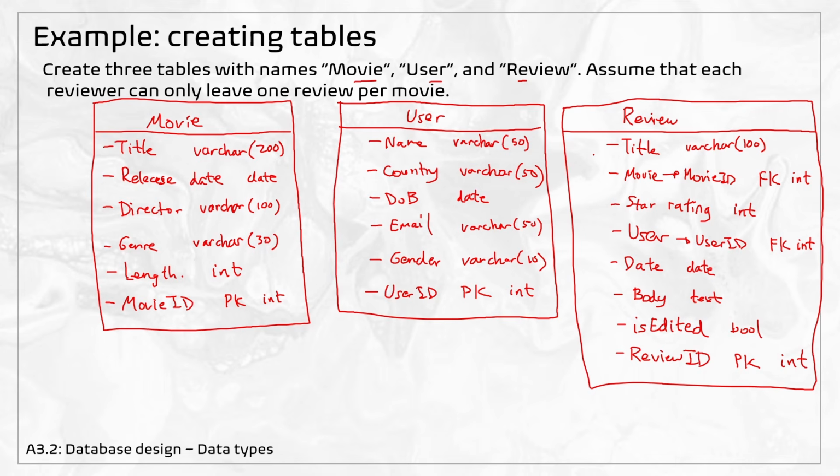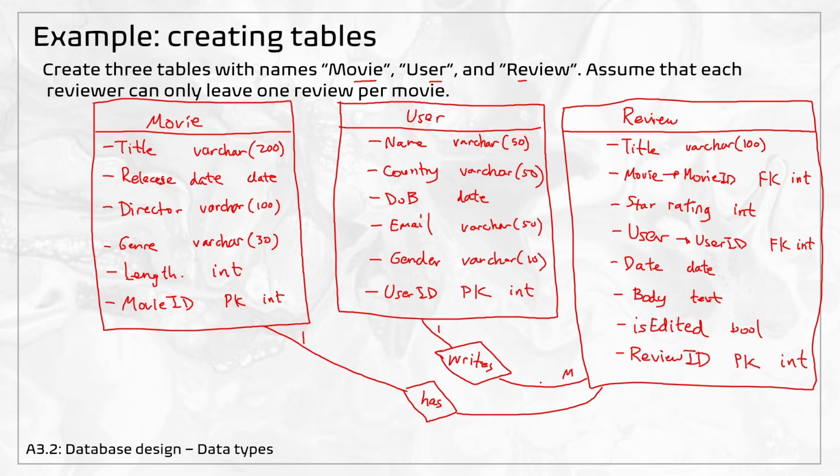And let's go one step further by drawing the relationships between these tables. So a user writes reviews, so let's just write writes. And a movie has reviews as well. So let's draw the diamonds to show that these are the relationships. A user can write multiple different reviews, but a review can only be made by one user. So this is going to be a one-to-many relationship. And a movie can have many reviews, but a review can only be about one movie. So this is also going to be a one-to-many relationship.